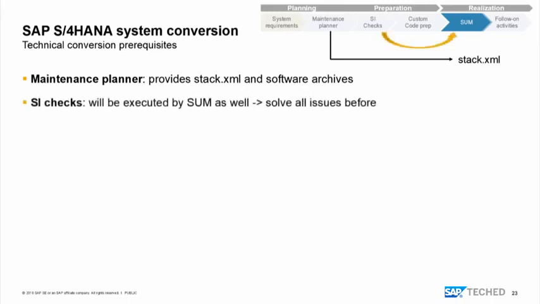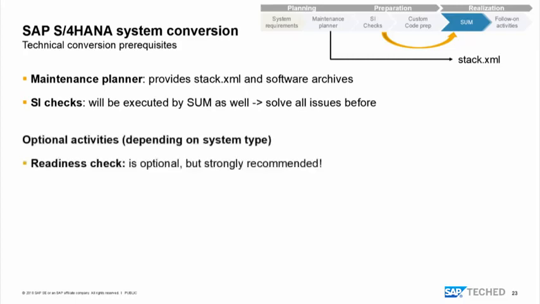Then, as mentioned as well, the simplification item checks have to be executed and you have to take care of all issues, all errors. Only if all issues are solved, the software update manager will run through. The tool will start the same report that you start manually, actually twice, once in the beginning and once shortly before downtime, and if there's an issue, the tool will stop.